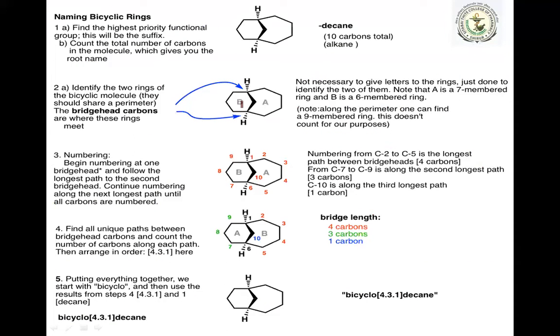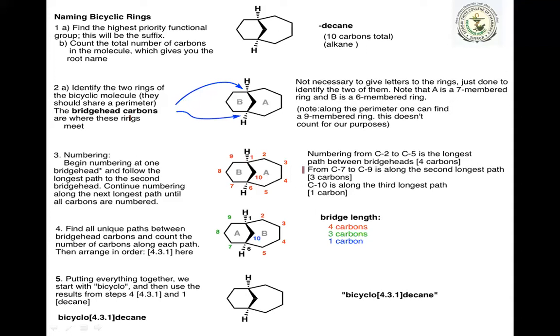Yes, this is the example here. So how many carbons? Find the highest priority functional group with the suffix and count the total carbons. So here the total carbons are 1, 2, 3, 4, 5, 6, 7, 8, 9 and 10, so it is decane. Next, identify the two rings of the bicyclic molecule. They should share a perimeter, the bridgehead carbons where these rings meet. So this blue line marks the common carbons. We can say this is the A ring, a 7-membered ring, and this is the B ring, a 6-membered ring. Now numbering: from this common carbon, you have to give the numbering first along the path having the largest number of carbons.